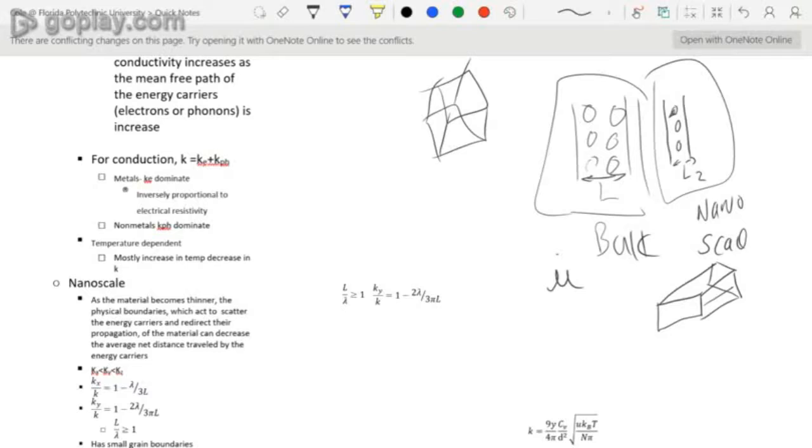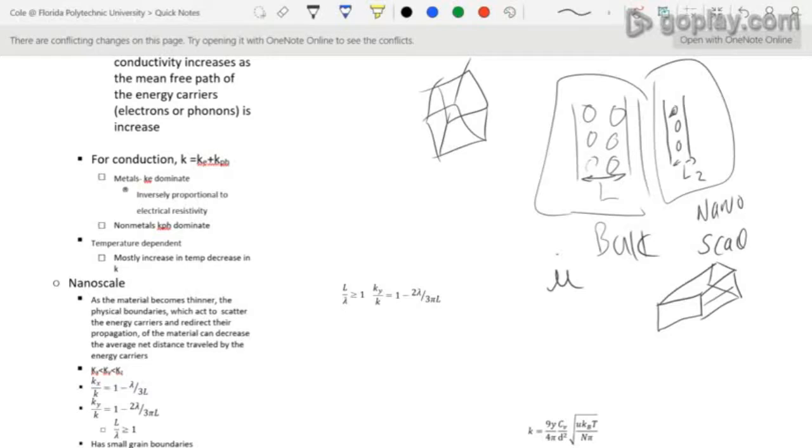As I said in the first chapter, the thermal conductivity depends on two components: the thermal conductivity of the electrons and the thermal conductivity of the lattice vibrations, or the phonons. In metals, the electron thermal conductivity is dominant, and it's inversely proportional to electrical resistivity. In non-metals, such as semiconductors and insulators, the phonons are the dominant thermal conductivity. The thermal conductivity is also temperature dependent, and for the most part, as you increase the temperature, the K, or thermal conductivity value, is going to decrease.